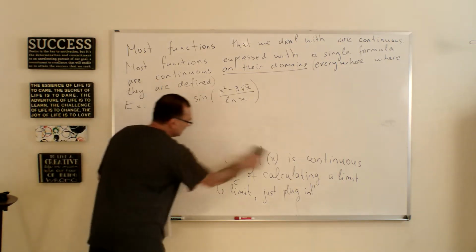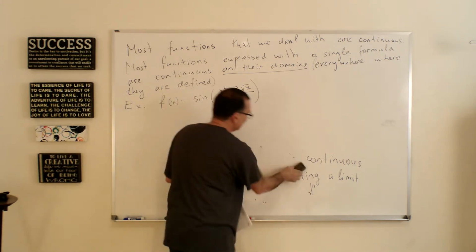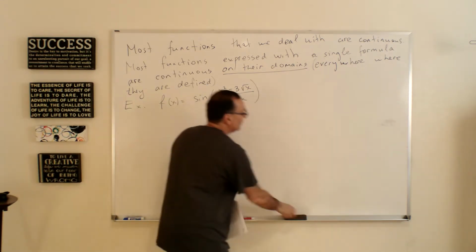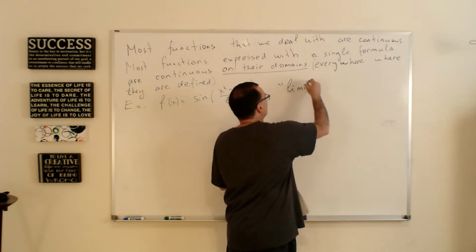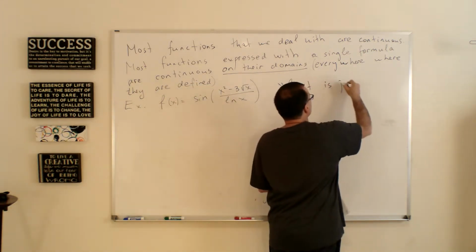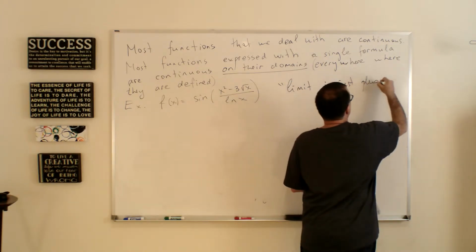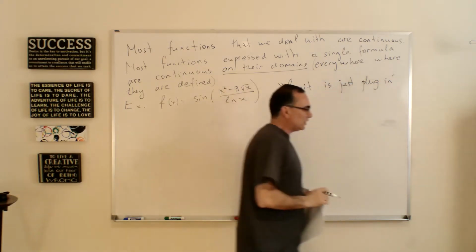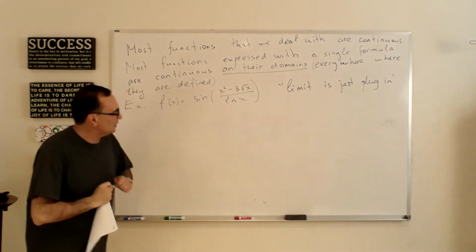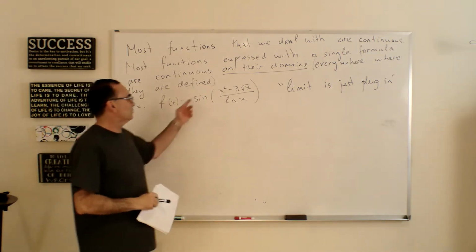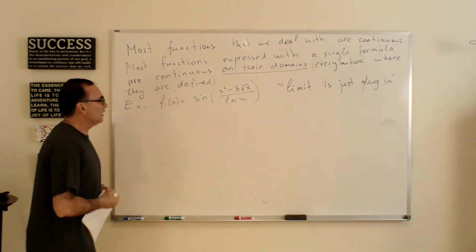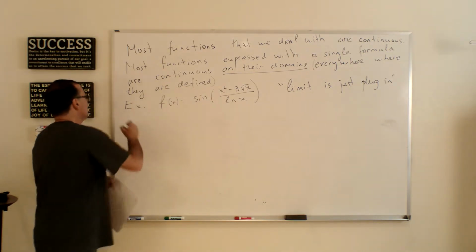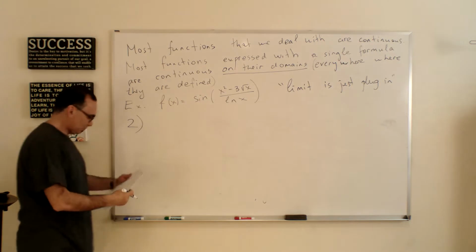So once again, the simple use of this formula is that the limit is just plug in. But this idea only works when we already know that the function is continuous. For example, a function expressed with a single formula is continuous. And what if we don't know? Then here comes the second use of the formula.